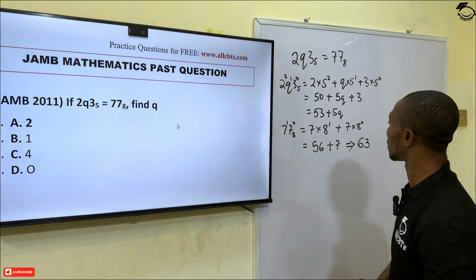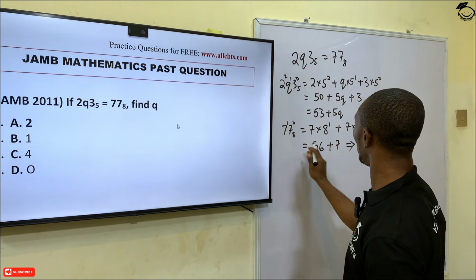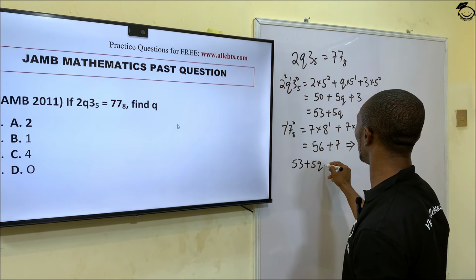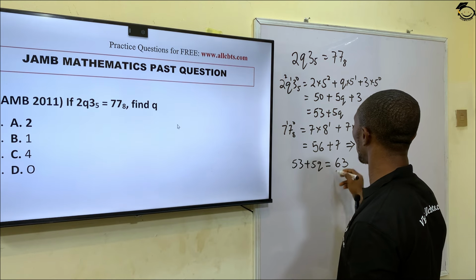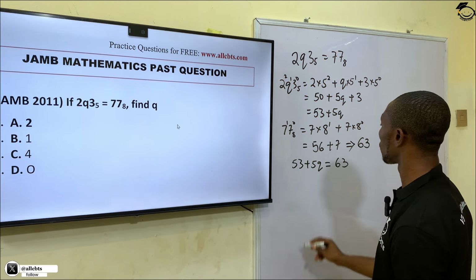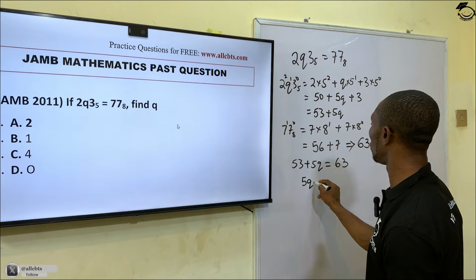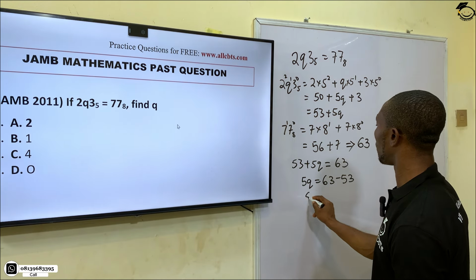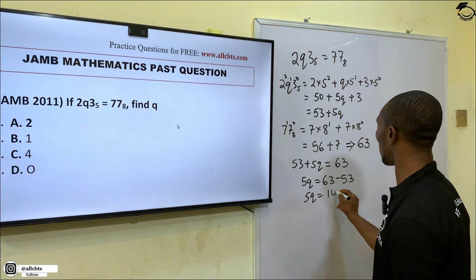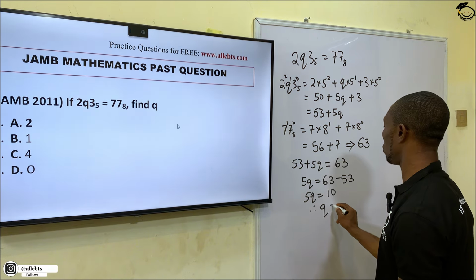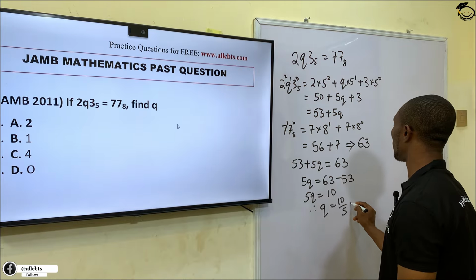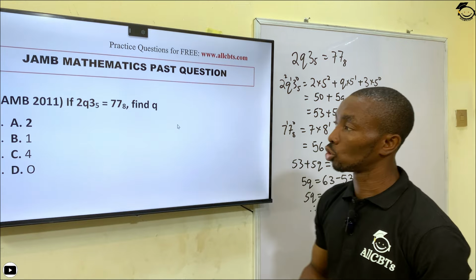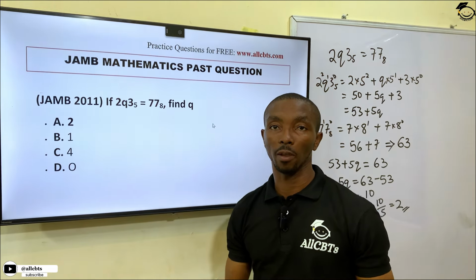Now, having this as 63, we can equate this as 53 plus 5q equals 63. Collecting like terms, we have 5q equals 63 minus 53. 5q equals 10. So therefore, q equals 10 over 5, which gives us 2. So the value of q would be 2, which is our option A.